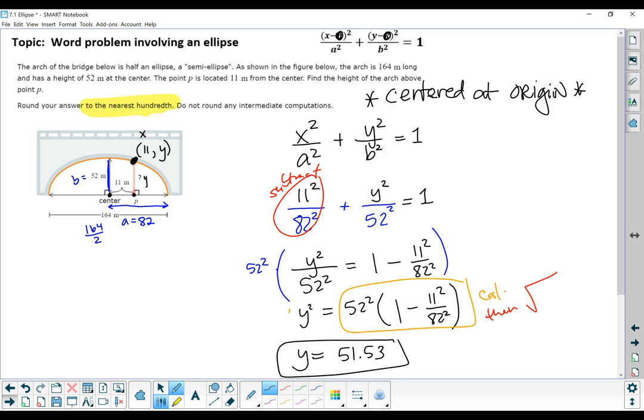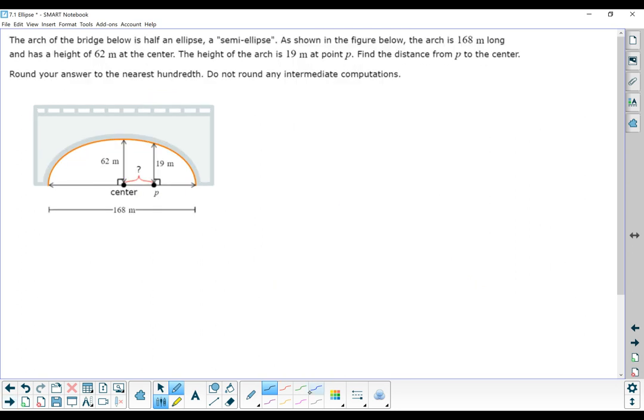And let's try one more of those with just a slight variation. So if we look at our diagram, we can get our a value here. 168 divided by 2 is 81. And our b value is shown to us on our diagram right here. So this time we're trying to figure out how far over, so that's an x value, does the bridge or tunnel's height have a height of 19. So we don't know what the x is, and we know the y is 19.